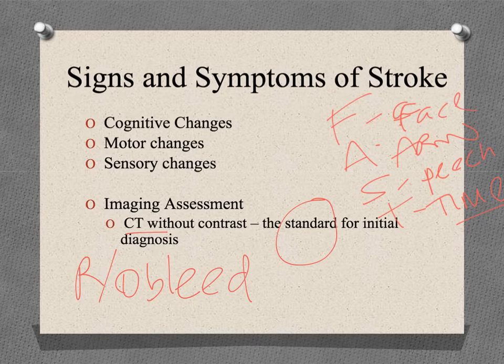Because they can present the same. A patient with a bleed that's causing edema in their brain can present with a lot of these same changes. And so we always, always, always have to make sure that they're not bleeding. So we rule out a bleed. We don't always see an ischemic stroke initially on a CT scan, but we can certainly see if there's a bleed, so we do it to rule out the bleed.